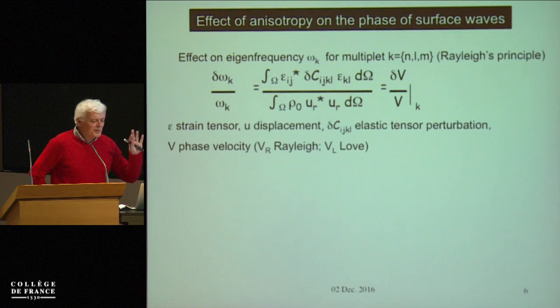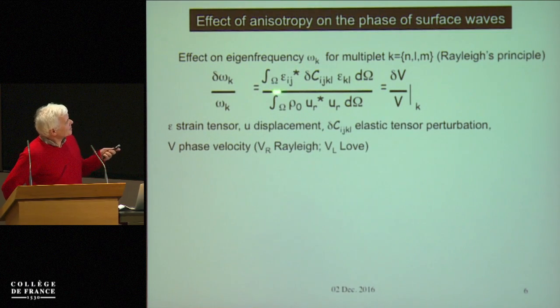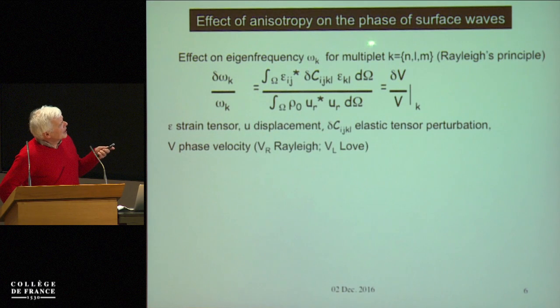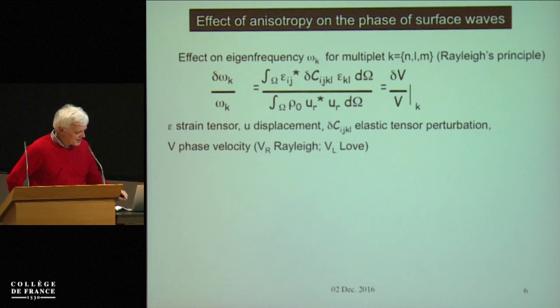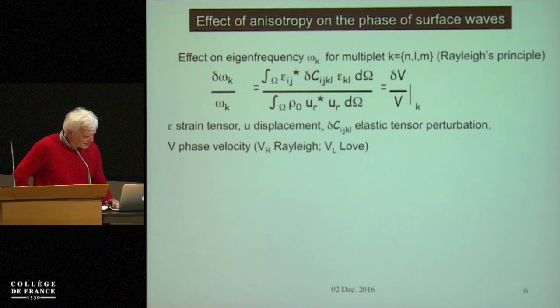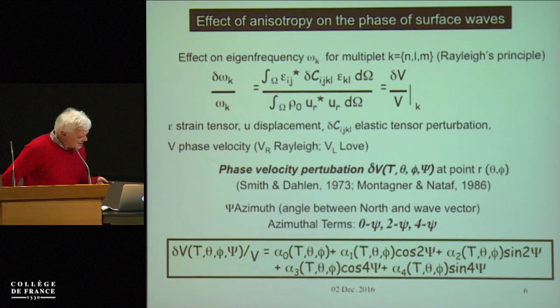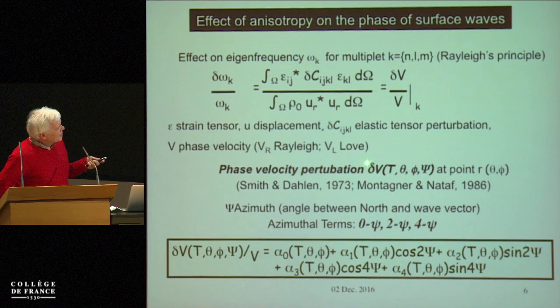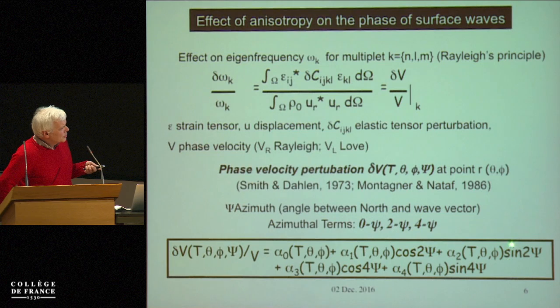Okay, so I don't want to detail the theory, but basically it's only to show that for surface waves we are calculating the phase velocity by using this complex calculation, but I don't want to detail it, of course. What is important is that from this kind of calculation we can use a Fourier series expansion of phase velocity as a function of the azimuth, which is the angle between north and the wave vector for propagating waves. And we need 4 azimuthal terms.